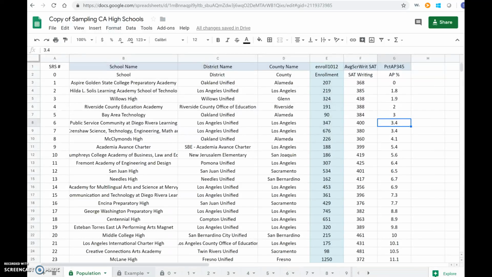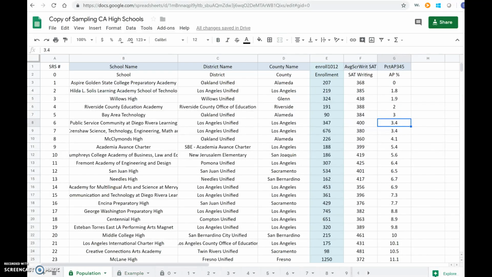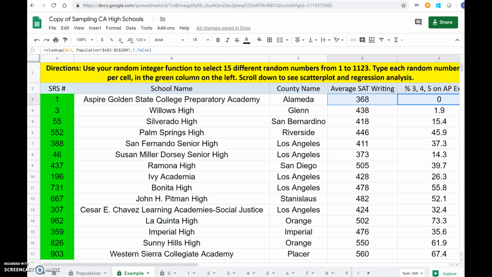So if we go to this example, I put in a different set of numbers. Let's say I ran those numbers and these were the numbers here. So when you put in a 1, it goes back to this sheet and looks for Pop 1, which is Aspire Golden State College Prep, and it records the school, the county, and then the 2 pieces of information that we're looking for.